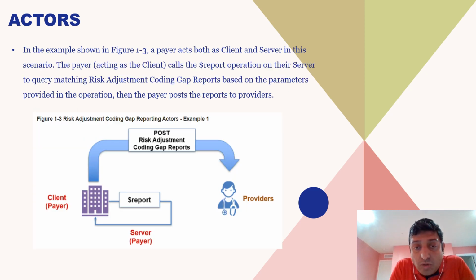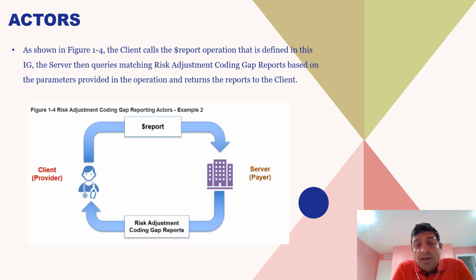In the example shown below, a payer acts both as client and server in this scenario. The payer acting as a client calls the report operation on their server to query matching risk adjustment coding gap reports based on the parameters provided in the operation. Then the payer posts the report to the providers. In the next image, the client calls a report operation that is defined in this IG. The server then queries matching risk adjustment coding gap reports based on the parameters provided in the operation and returns the report to the client.